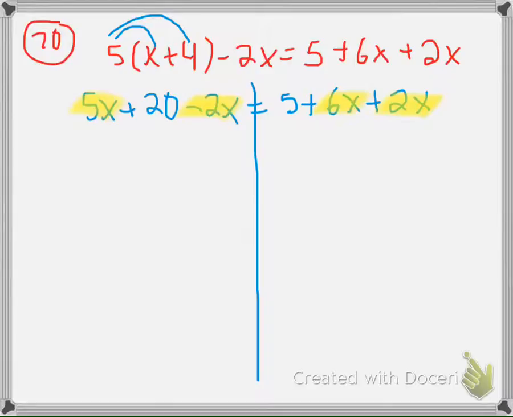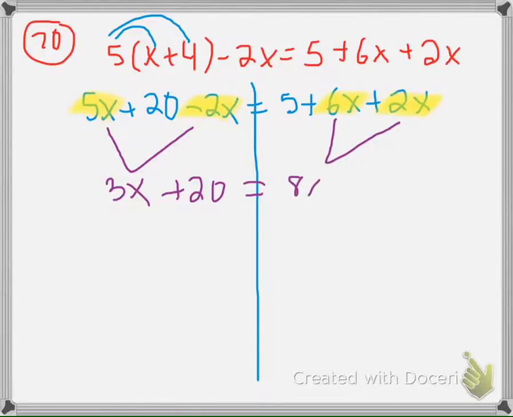I'm going to change colors to show you I'm doing a different step. So I'm going to combine 5x and negative 2x, so 5 minus 2 is 3x, and then bring down what's left, my plus 20. I have equal sign. And I'm going to combine 6x and 2x. 6 plus 2 is 8, so 8x. And then plus 5. Bring down what's left. Okay, now I have x on both sides, and I can't have that.